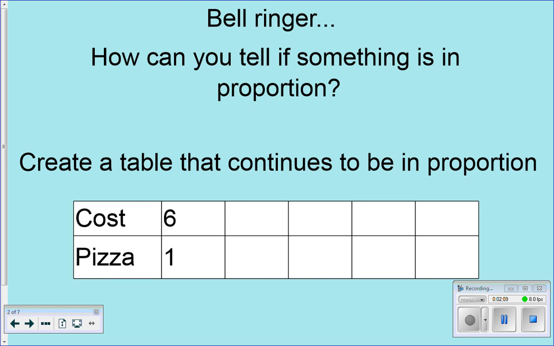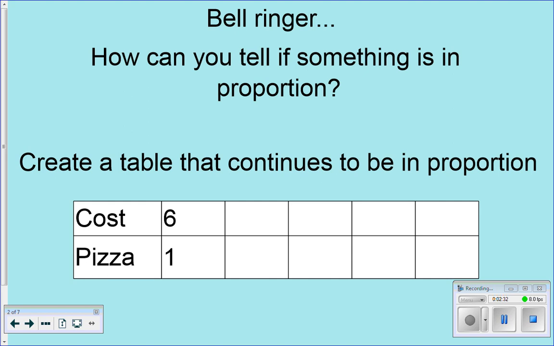What's one way, Josie? Yep, if they all reduce to the same thing. What's another way? If you use cross products, right? Yep, and you get the same number. And last but not least, if you divide and you can get the same decimal or the same whole number, it shows it's in proportion. Let's create a table that continues to be in proportion here.